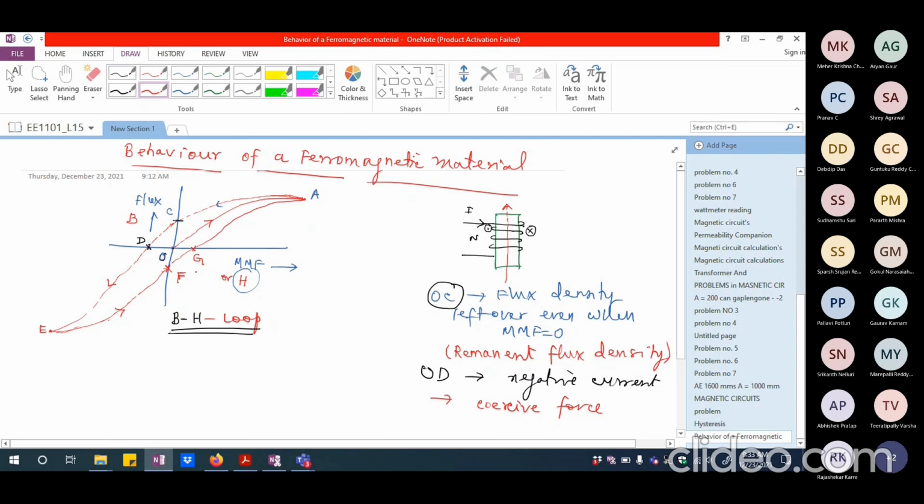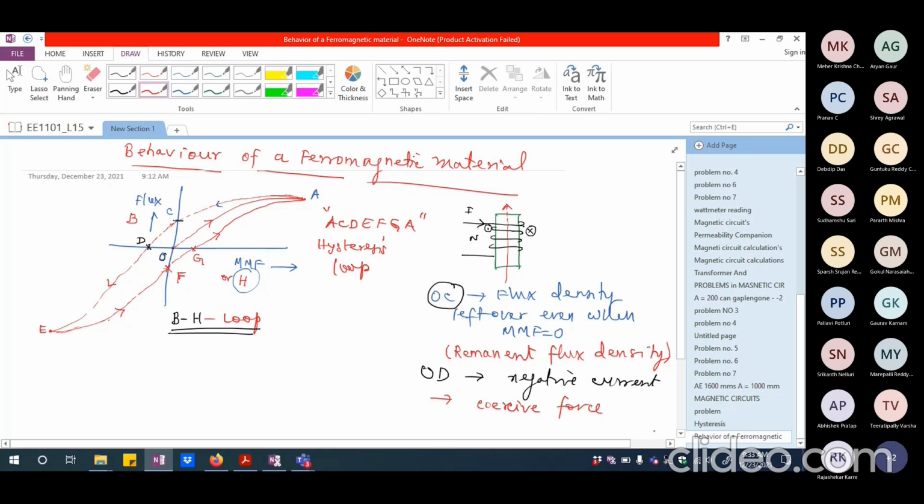So whenever you are going to subject it to an alternating current excitation, then it is going to go from G towards A, and from A it will come towards C and D and so on, and then it will come to E, and then this will just repeatedly happen. So I can say A, C, D, E, F, G back to A. This is actually my hysteresis loop, or the ferromagnetic material's hysteresis loop.